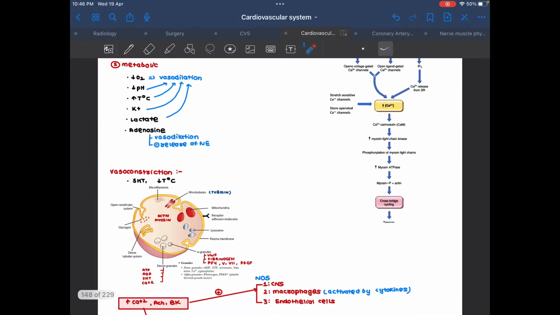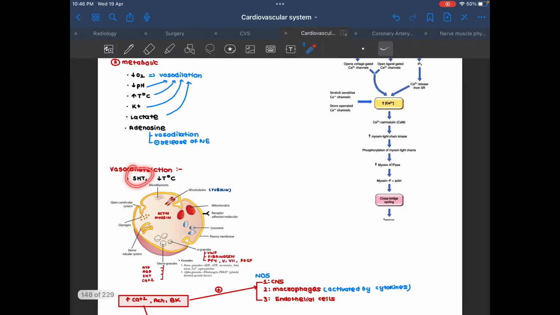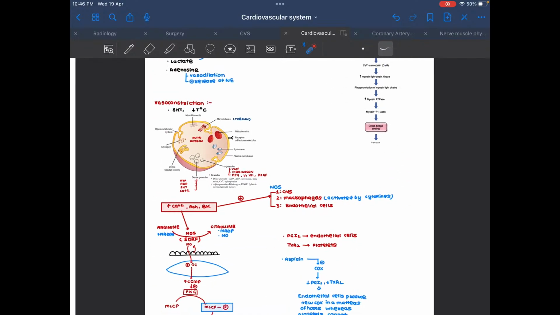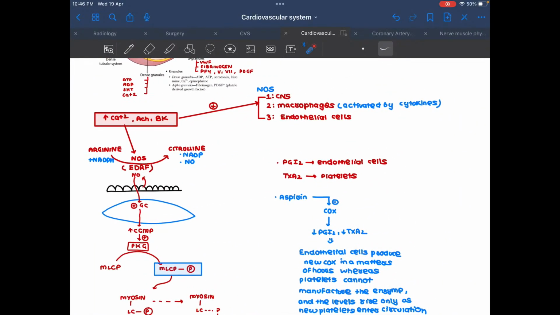Okay? And what is vasoconstriction mediated by? Mainly it is mediated by 5-hydroxytryptamine or your decrease in temperature. And this 5-hydroxytryptamine might be released when your platelets are getting activated, right? Okay? So that is via the dense granules, we've already seen that. And just remember, we have something in the endothelium known as nitric oxide. So the endothelium is going to have something known as nitric oxide synthase. We have three subtypes of nitric oxide synthase.